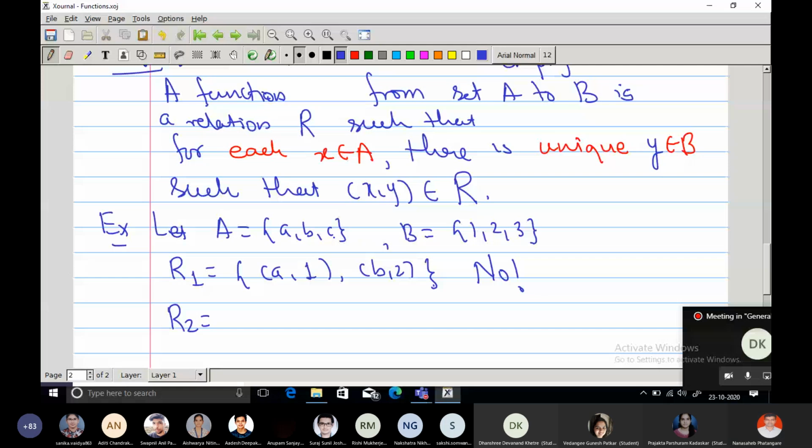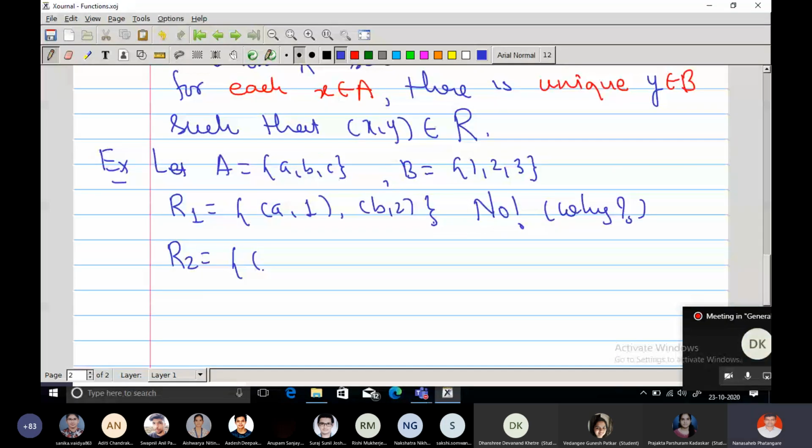Now R2 is {(a,1), (b,1), (c,1)}. Is it a function? No, sir. Why no? For each is the first condition, and unique is the second. It is a condition of a function. For each x, this condition is satisfied.